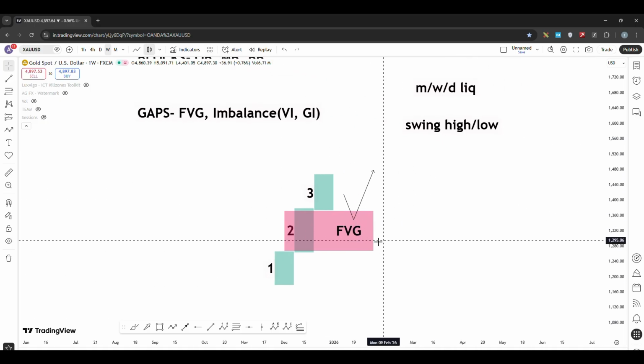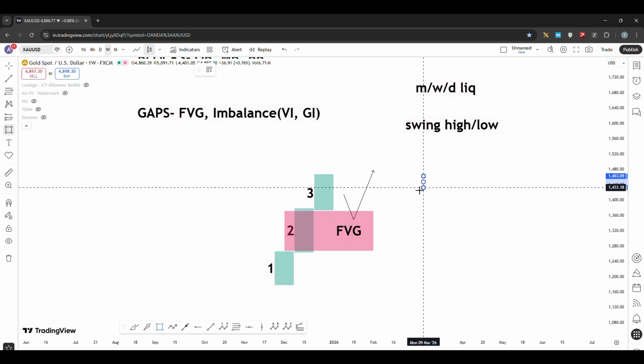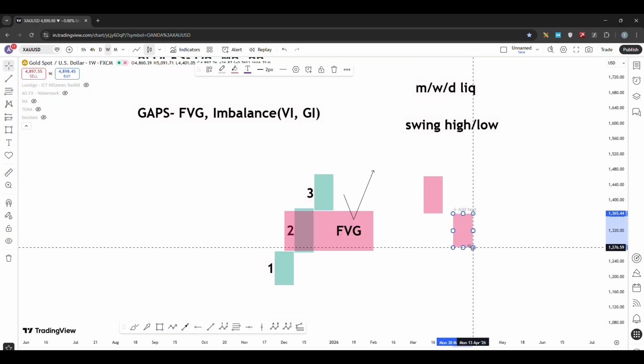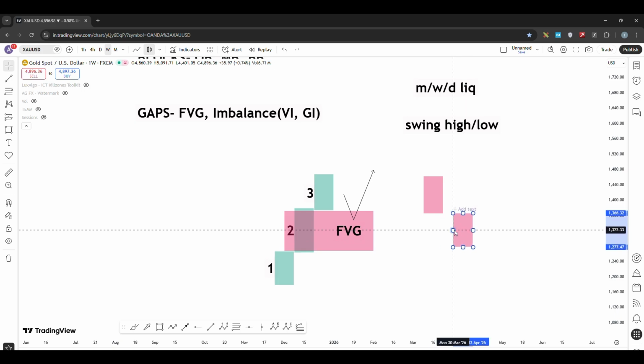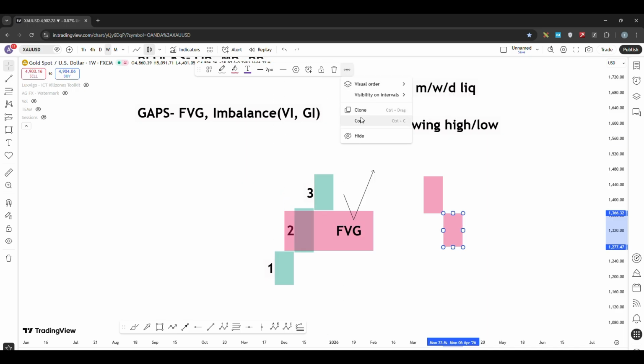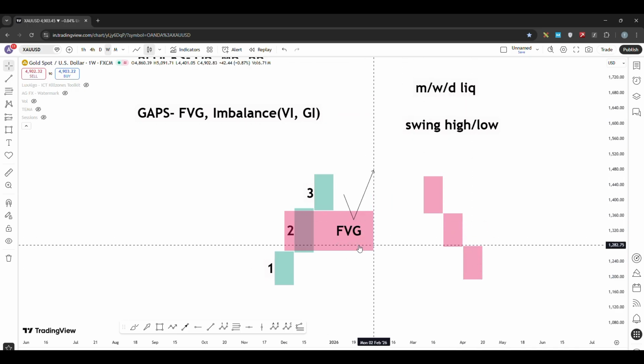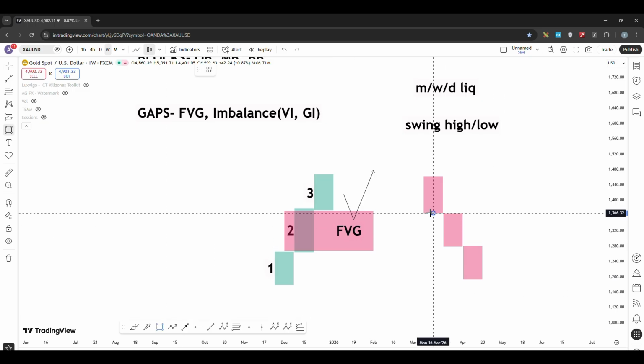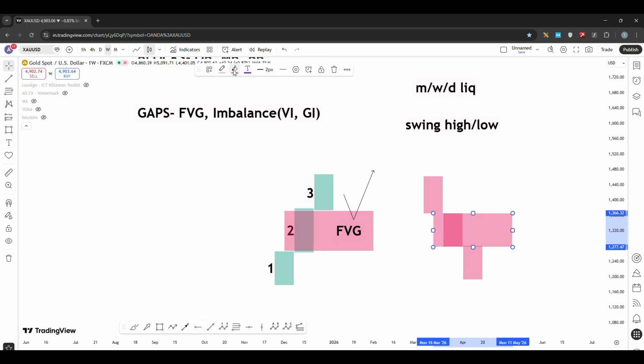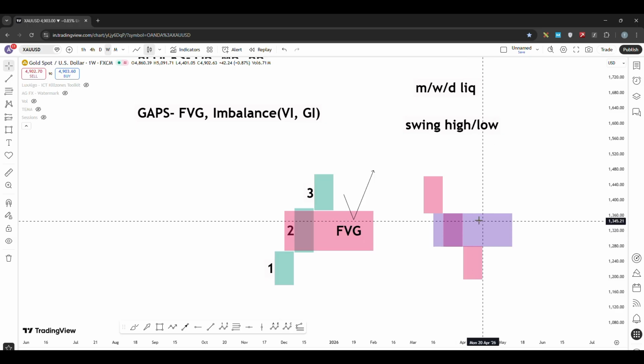The same thing can be applied for a bearish market as well, where we will have three red candles like this. Okay, back to back three red candles like this. It doesn't have to be back to back three red candles. It can also be a green candle. The candle color doesn't matter once again. Then we'll have this as the fair value gap. Okay, this will be our fair value gap.